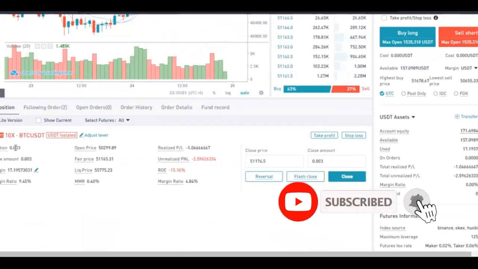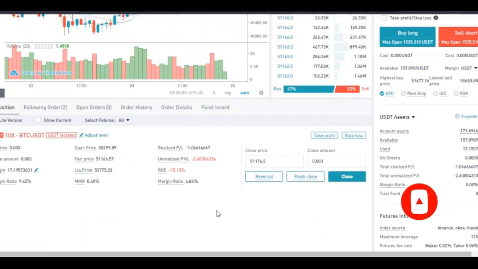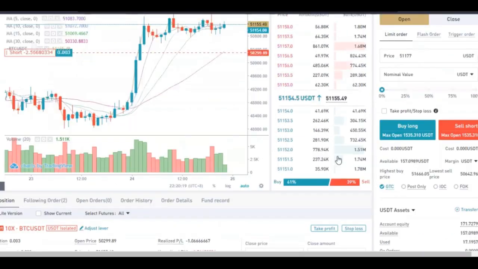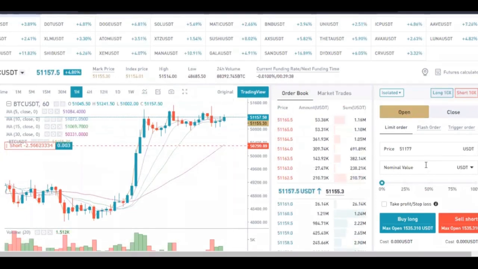You see that currently I have some trades running, and some of these trades are in profit, some are in loss, and the rest. You see the liquidation price, everything set up here. But this is copy trading, actually. I'm not the one carrying out this trade. I am actually copying a trader. So if you want to trade yourself, this is where you come in.